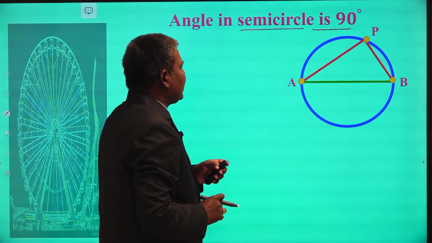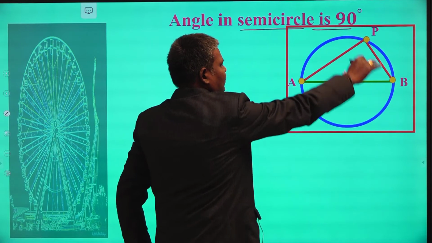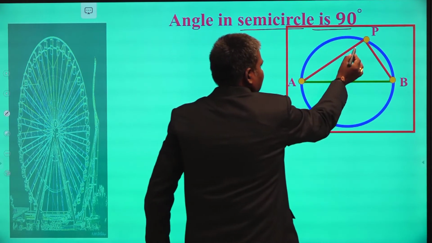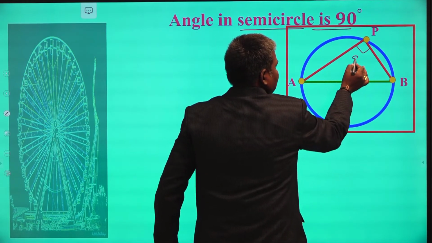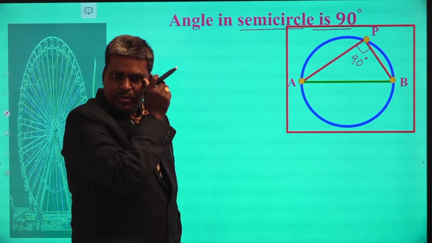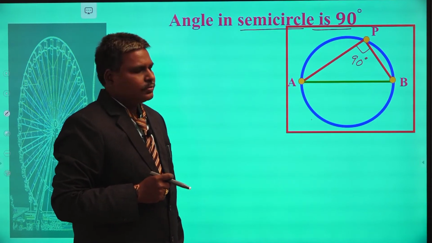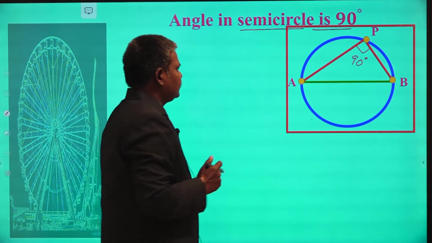We have to show that angle APB is 90 degrees. This is the diagram related to your concept. You have to show that this is 90 degrees. You have to show that the angle APB is 90 degrees. How to prove this one?